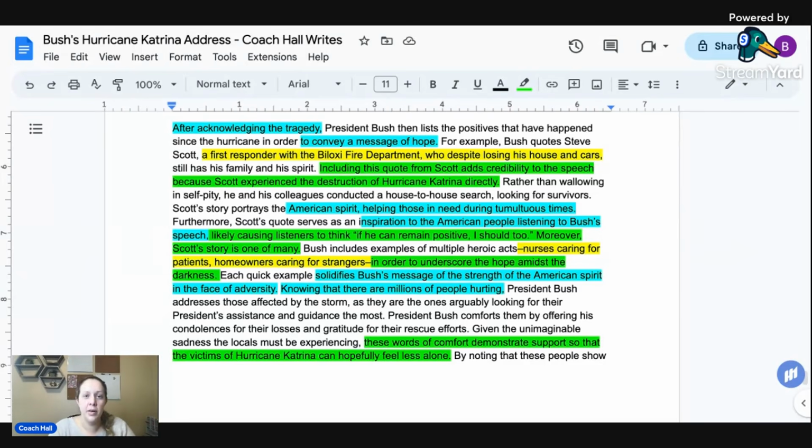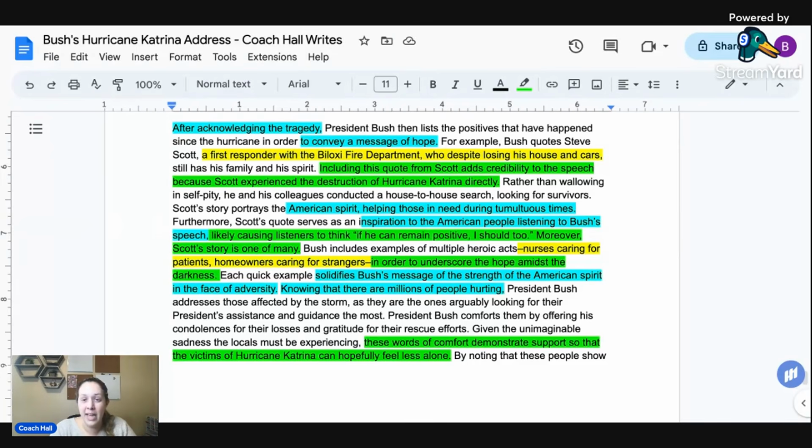So again, the blue is going to be references to the rhetorical situation. So we have that same sentence from before, "after acknowledging the tragedy." I like connecting main ideas like that. I think it helps the line of reasoning. I also like the reference to "convey a message of hope."